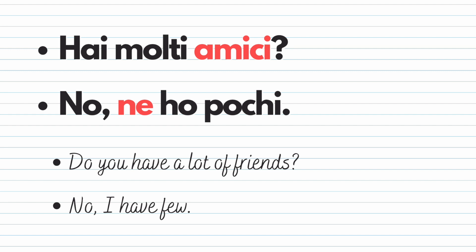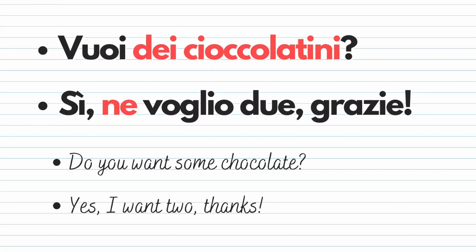Hai molti amici? No, ne ho pochi. Do you have a lot of friends? No, I have few. Of what? Of friends, of them. That's why, since I have an expression of quantity, pochi, I'm gonna use ne. Vuoi dei cioccolatini? Sì, ne voglio 2, grazie. 2 of what? Of cioccolatini. And here I was using cioccolatini in a partitive sense. Dei cioccolatini. So that's why I'm going to use ne.